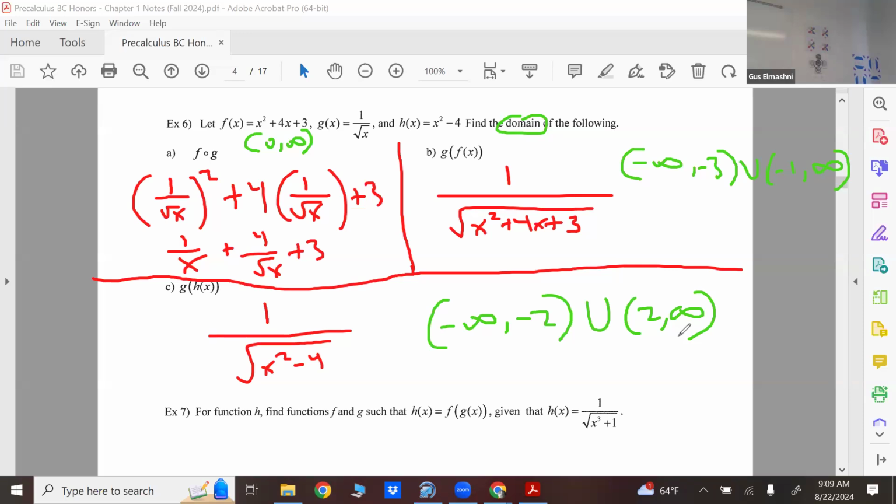So for A, remember you have 1 over x plus 4 over root x. I don't care if rationalized is on there, but you have to be as restricted as possible. x can't be 0, but also can't be negative. If it goes to 0, it's going to be non-inclusive.